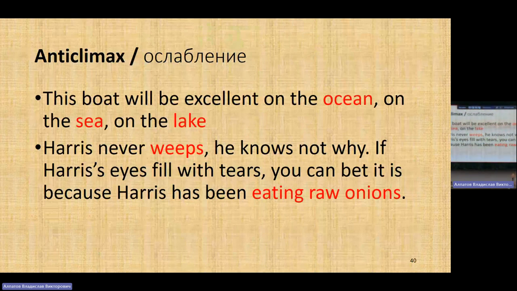The opposite to climax is anticlimax. It describes the reverse process of gradual weakening of something. The boat will be excellent on the ocean, on the sea, on the lake. That's size becoming smaller and smaller. But sometimes it is also about the sublime subjects and the low subjects.